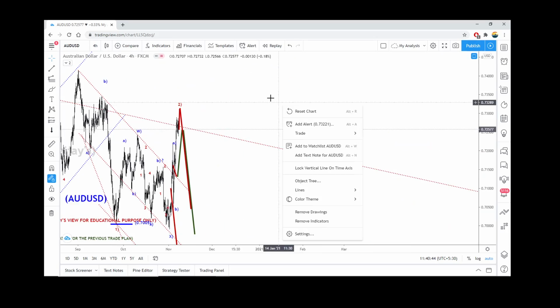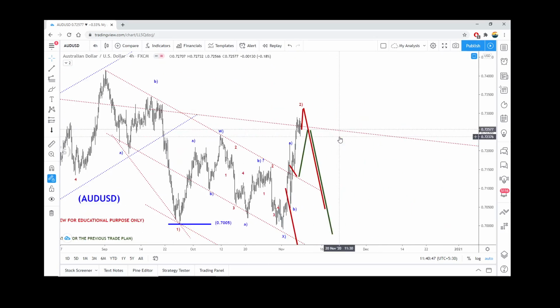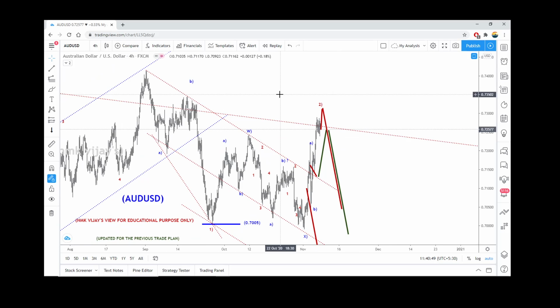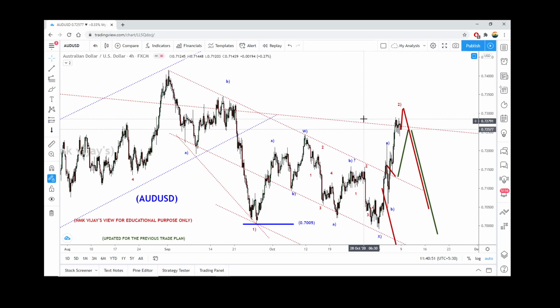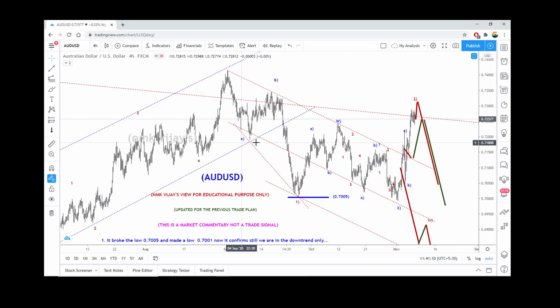So if you are a new watcher of my analysis, you just go through the past week stream, that video. I have explained there is a lot of chance, even if it breaks this low, there is a lot of chance for making an irregular flat as a running flat. From here it has to drop, otherwise if it breaks, this is an expanded flat and then drop. I explained it, you just have a look there itself, and just have a look here if I posted there.